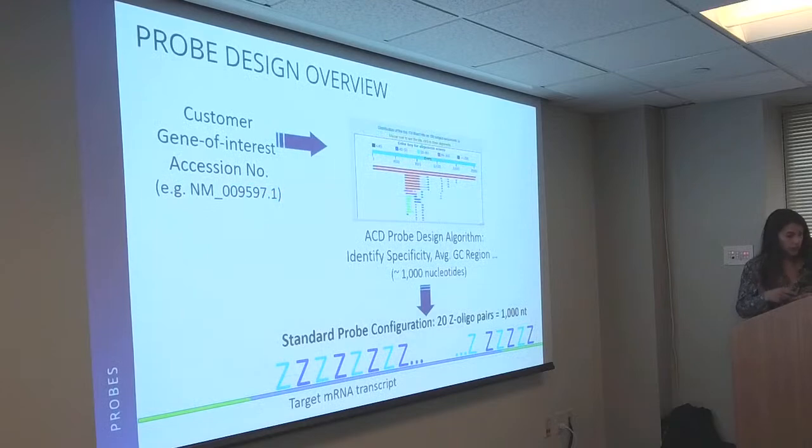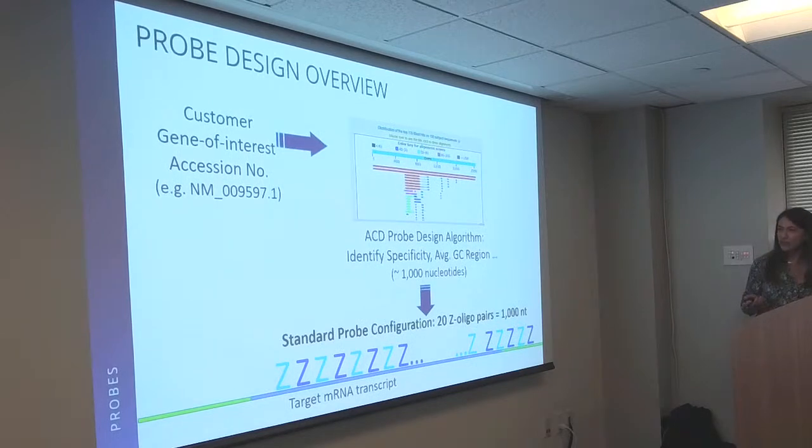A little bit of a behind the scenes on how probe design works. You push to us a gene of interest by an accession number. We have our own proprietary design algorithm. To a limited extent, I can give you back some details as to the coordinates of the recognition sites. I can't give you too much granularity without having to sign a bunch of paperwork.